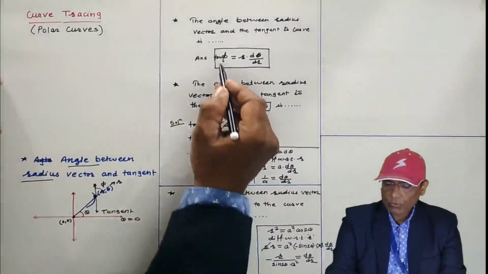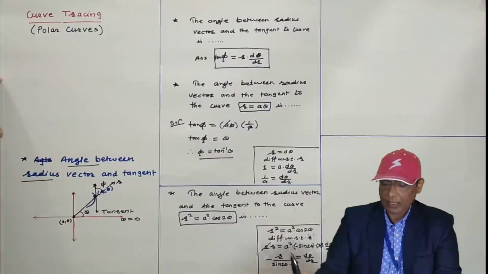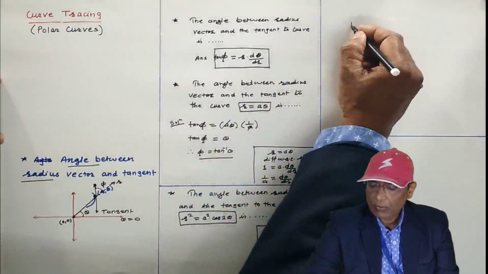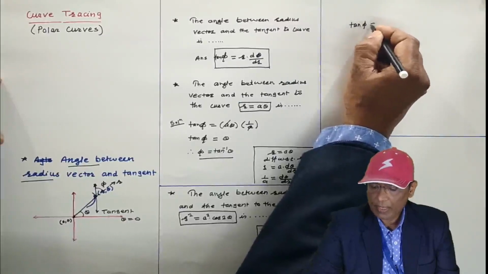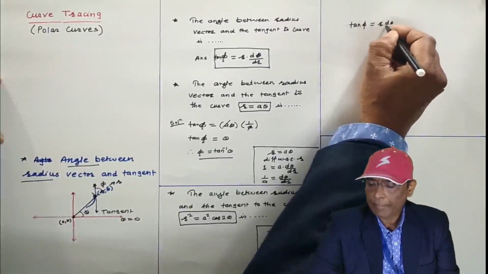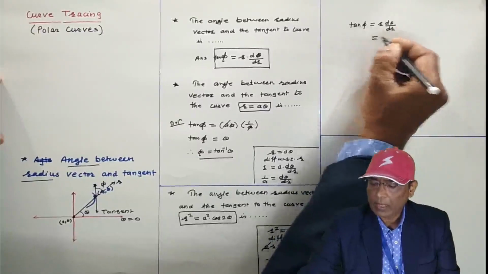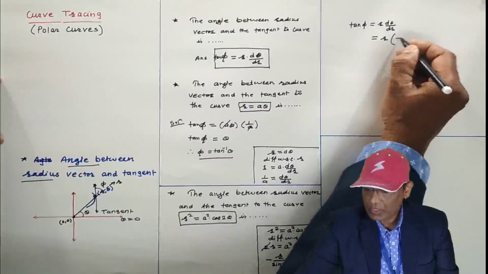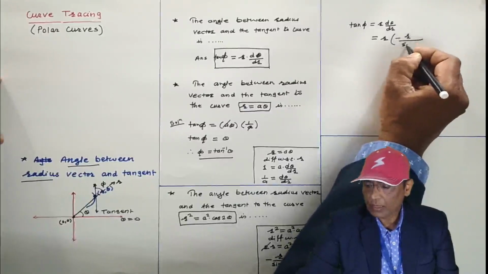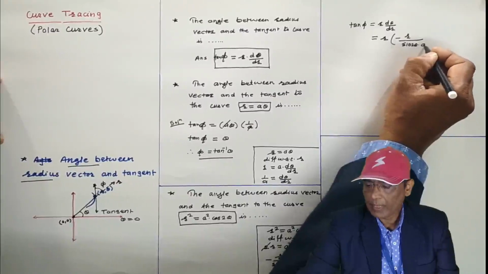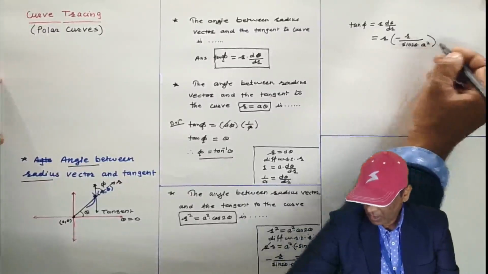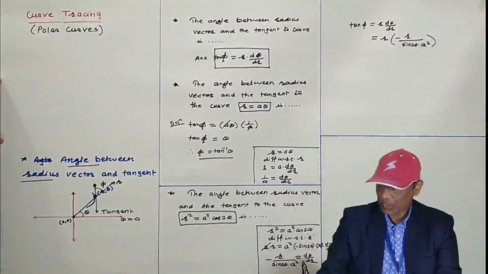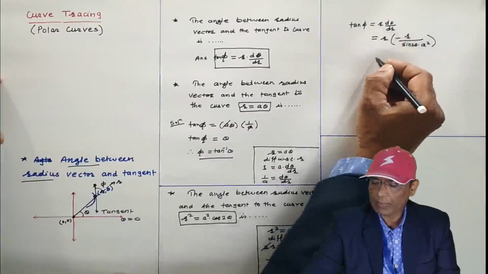So now I am going to put the value of d theta by dr and the value of r in this equation. So what is the formula for tan phi? It is r d theta by dr. Then r I am keeping as it is, or you can put the value of r also. It is your choice. It is minus r by sin 2 theta multiplied by a square, and the d theta by dr value I have substituted. This is the value of d theta by dr, and r I have kept as it is.